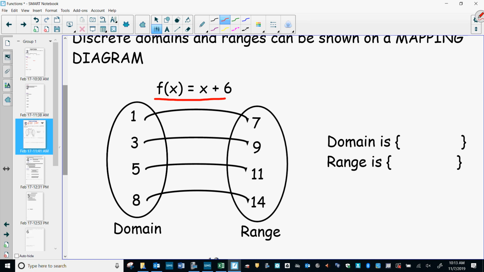So domain, in this case, is what? How would I list my domain? What values are in the domain? What values are in my range? Now, these squiggly brackets here are set notation. We haven't done sets. Have we done sets? No, okay. So don't stress too much about it. We'll come on to this later. But this just lists the values that are in there.